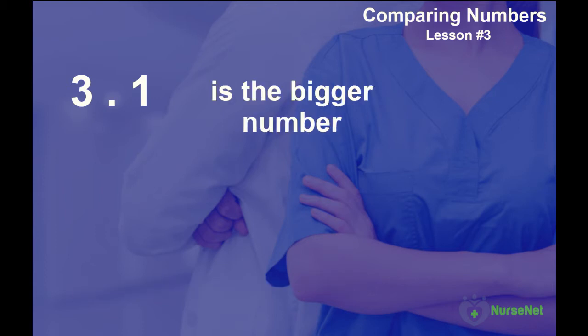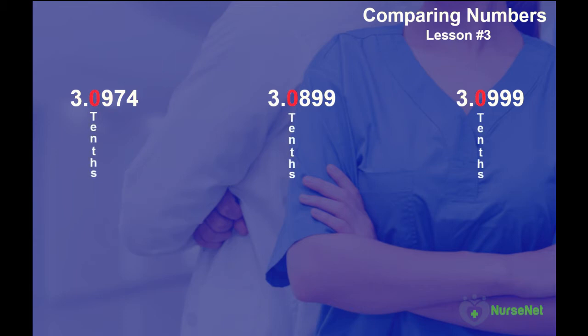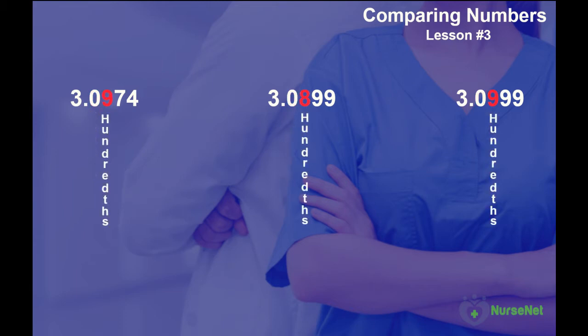Let's consider a slightly more difficult set of numbers, and we're looking for the highest number in this sequence. The numbers are 3.0974, 3.0899, and 3.0999. In all three numbers, there is no digit in the tenths column. We must therefore consider the highest number in the hundredths column, which in this case is a 9.